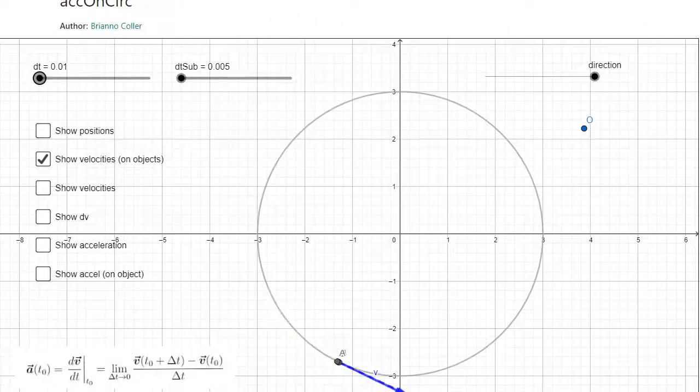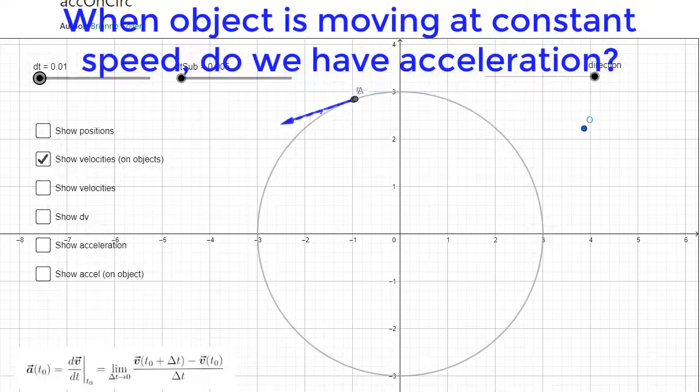Then we also looked at this other case in which we considered an object moving around a circle at constant speed. Yes, it's constant speed. So the object neither is speeding up nor is it slowing down. Do we have acceleration in this case?